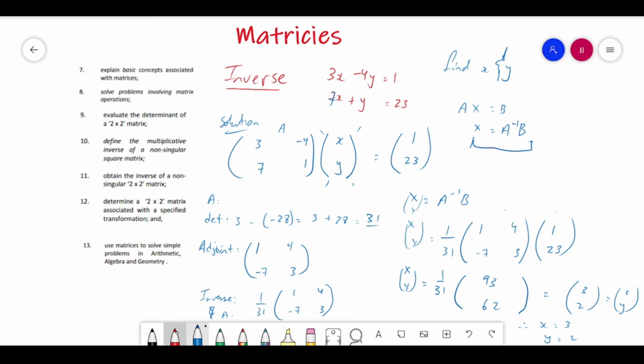Using this solution here where we have x is equal to 3 and y is equal to 2, we can plug it back into any of these equations here, and we should be able to get the answer as given in the question, right?